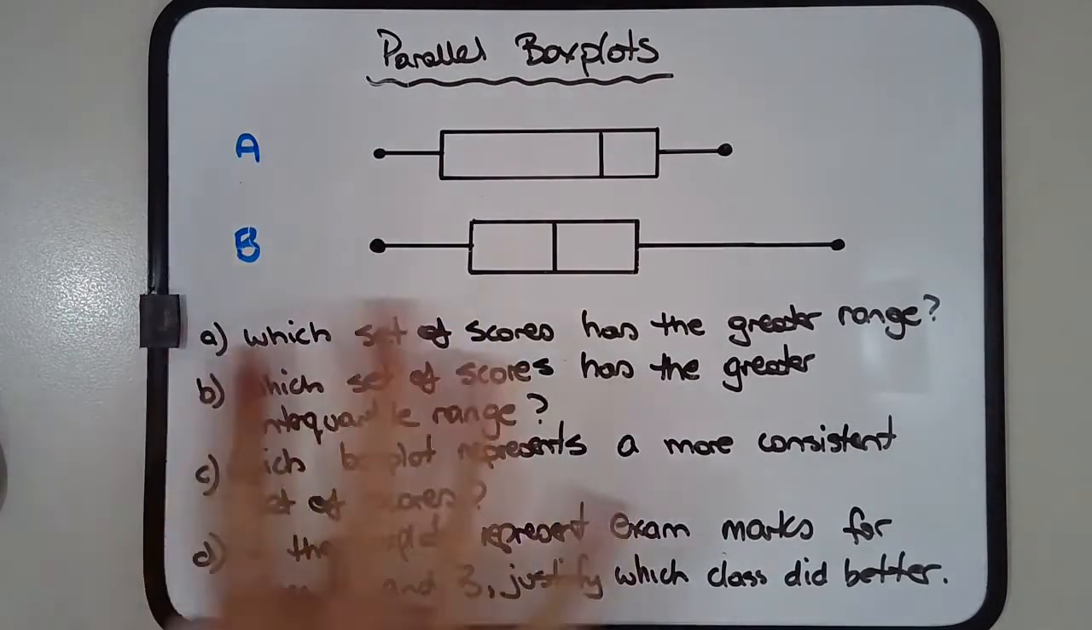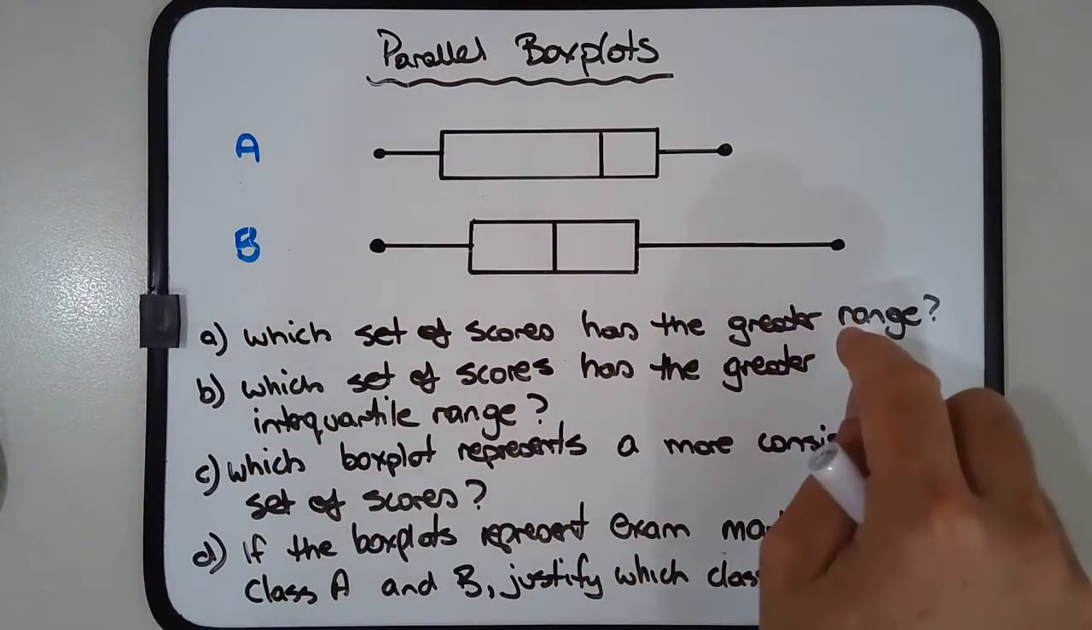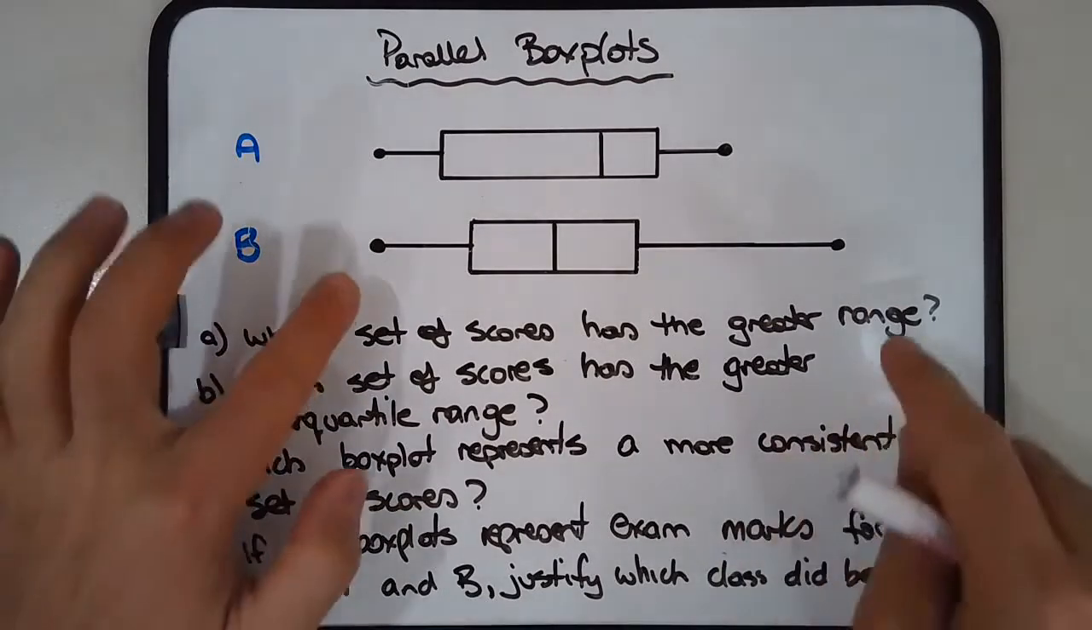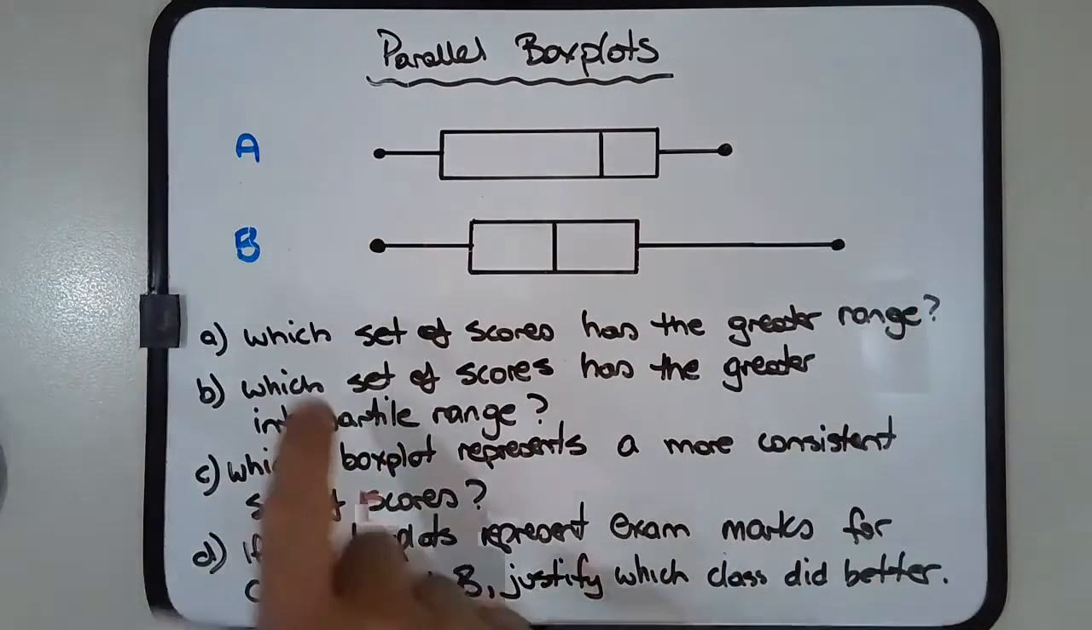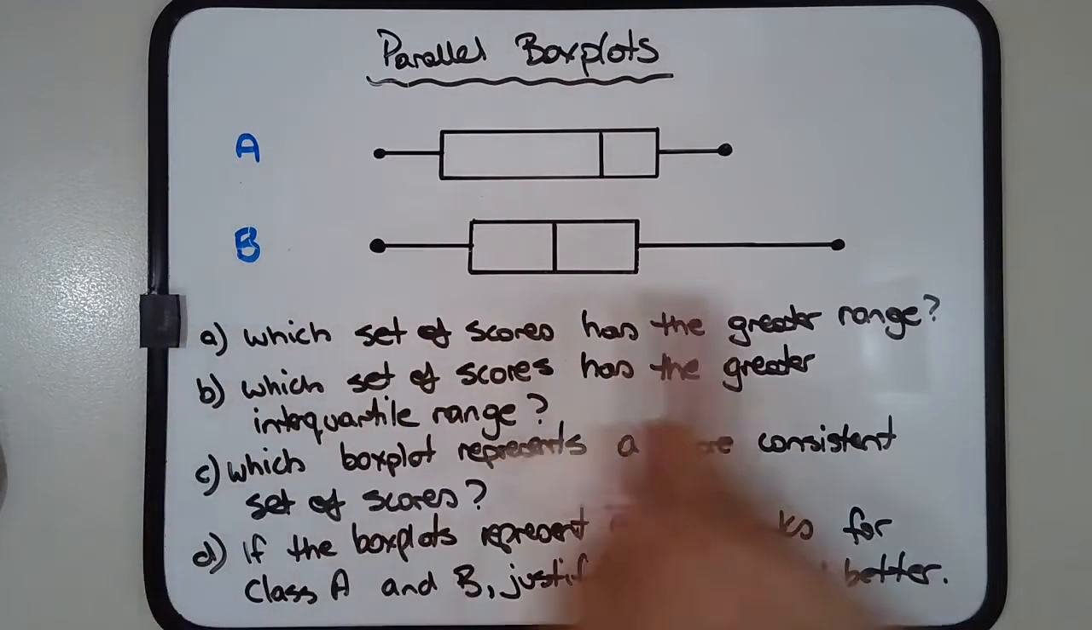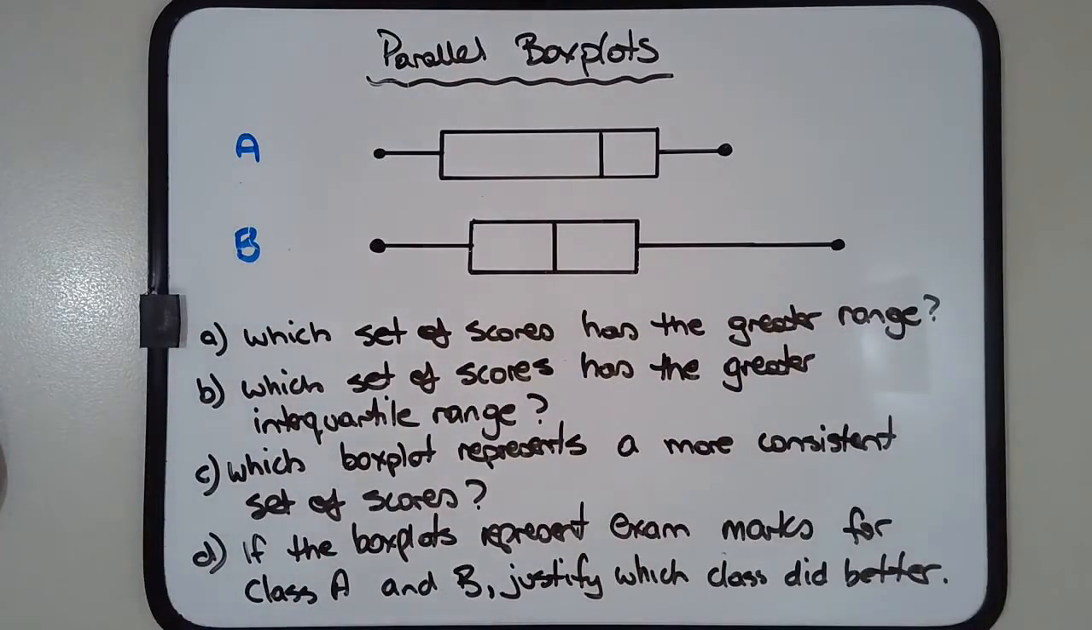It's drawn to scale, but I haven't actually shown the scale. The numbers, in fact, aren't really that important, at least in the context of this video. So let's have a look at part A. Which set of scores has the greater range? Remember that these are drawn to scale. So the greater range, we would look at the endpoints. So certainly box plot B represents a set of scores with the greatest range.